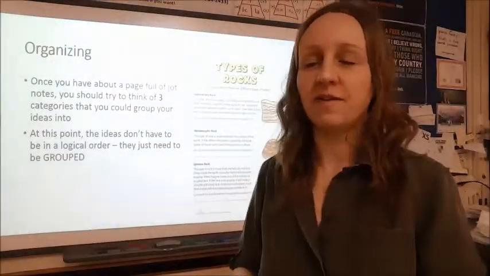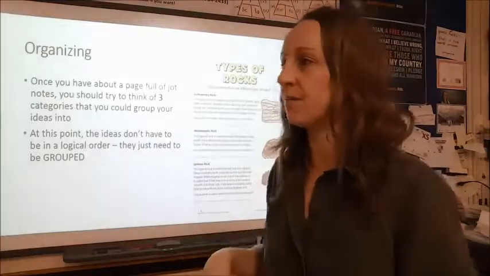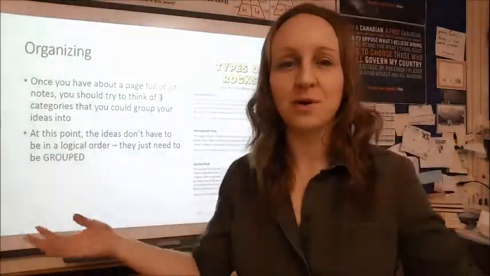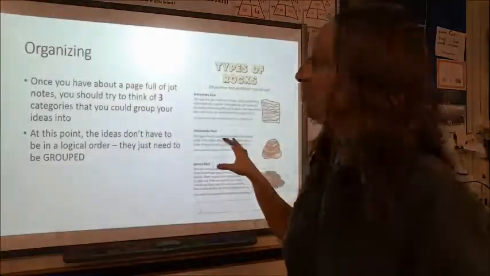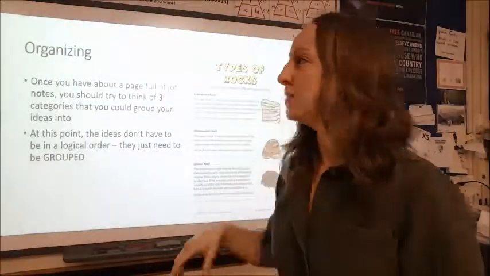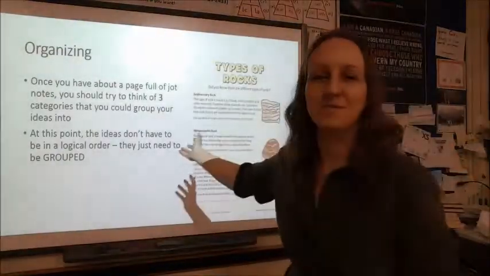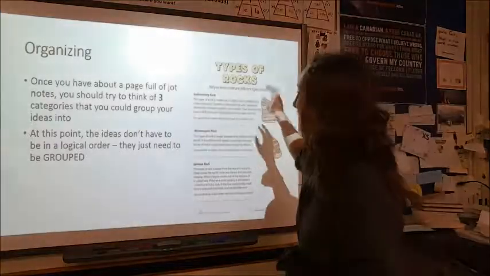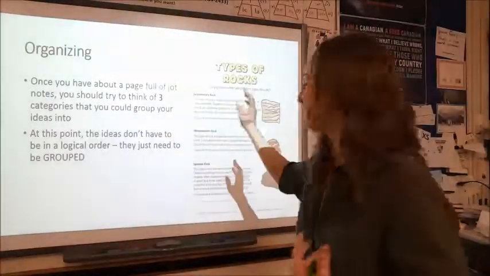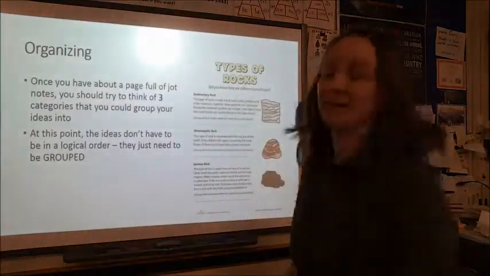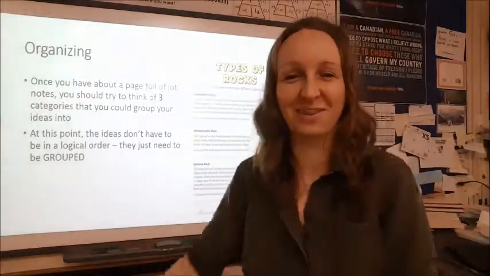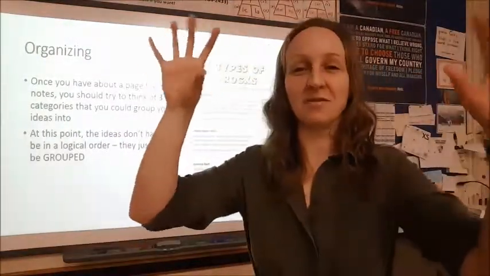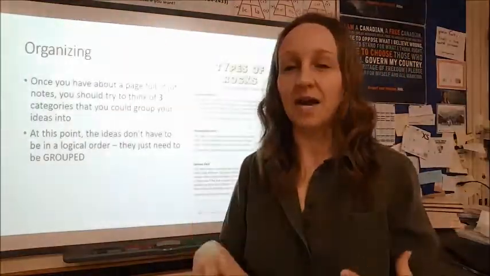Once you have your page full of facts, the next step is you want to put it into 3 categories if you can. I don't know why 3, like who made 3 the magical number. So let's just say, I took this ridiculous picture, but it was sedimentary rock and metamorphic rock, and I can't even read the third kind of rock, it's too blurry. But you're taking your information and putting it into 3 categories.